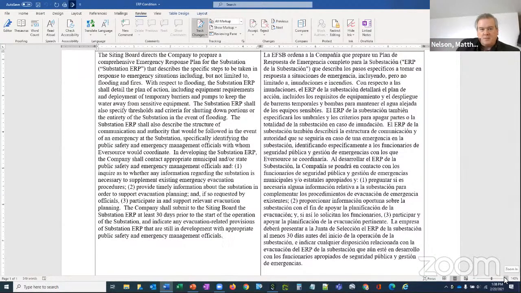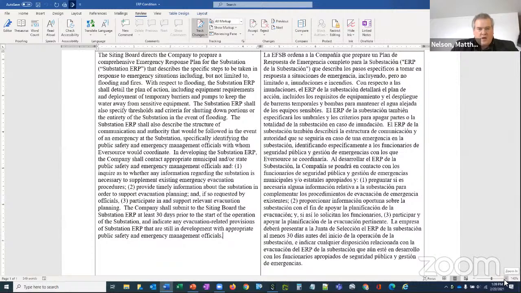So the siting board directs the company to prepare a comprehensive emergency response plan for the substation, hereby known as the substation ERP, that describes the specific steps to be taken in response to emergency situations, including but not limited to flooding and fires. With respect to flooding, the substation ERP shall detail the plan of action, including equipment requirements, and deploy temporary barriers and pumps to keep the water away from sensitive equipment. The substation ERP shall also specify thresholds and criteria for shutting down portions of the entire substation in the event of flooding. The substation ERP shall also describe the structure of communication and authority that would follow in the event of an emergency at the substation, specifically identifying the public safety and emergency management officials by whom Eversource would coordinate.